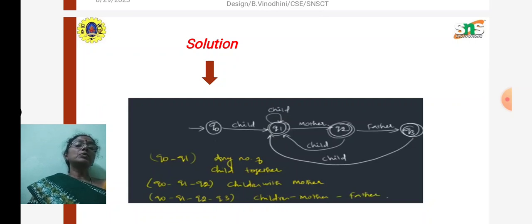So this is the solution for our problem statement. This DFA satisfies all the options of valid seating arrangements in our problem. It satisfies the four categories of valid seating patterns. I hope you understand how the DFA is constructed for the given problem statement. Thank you.